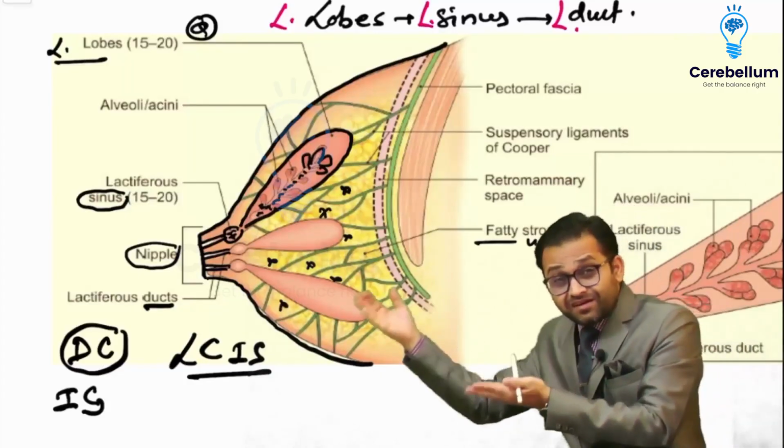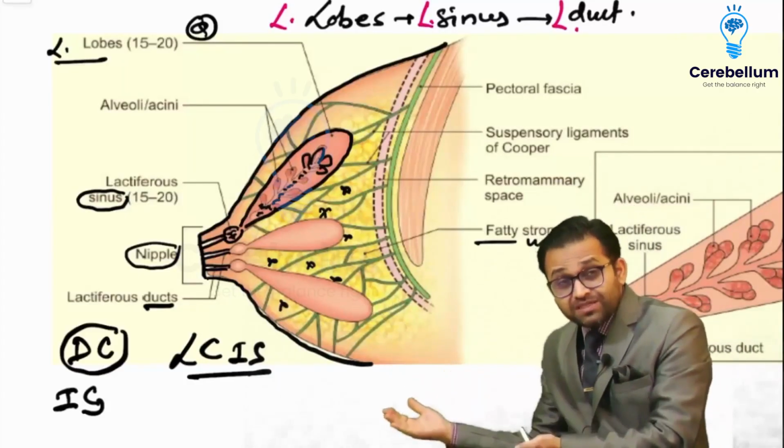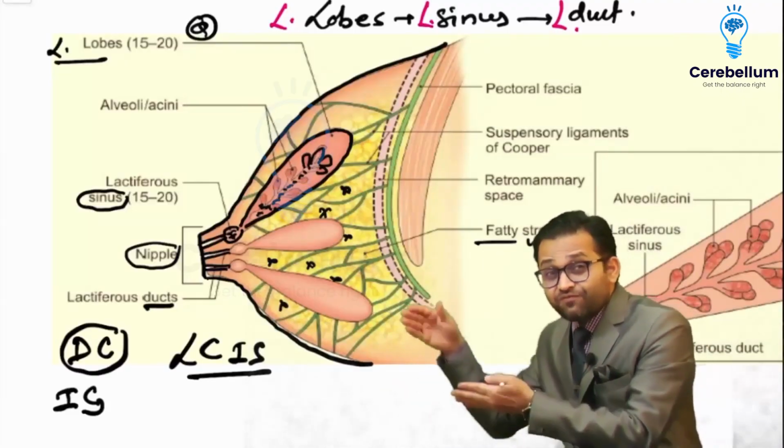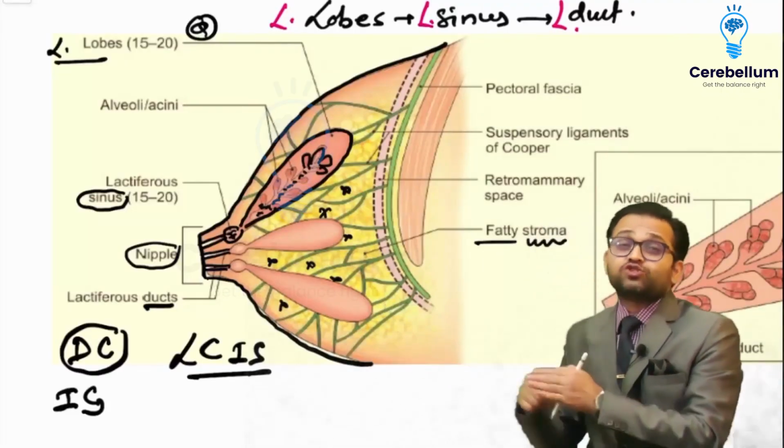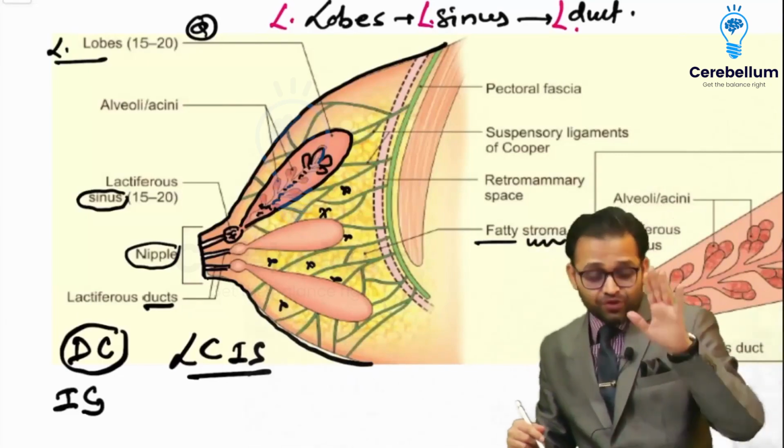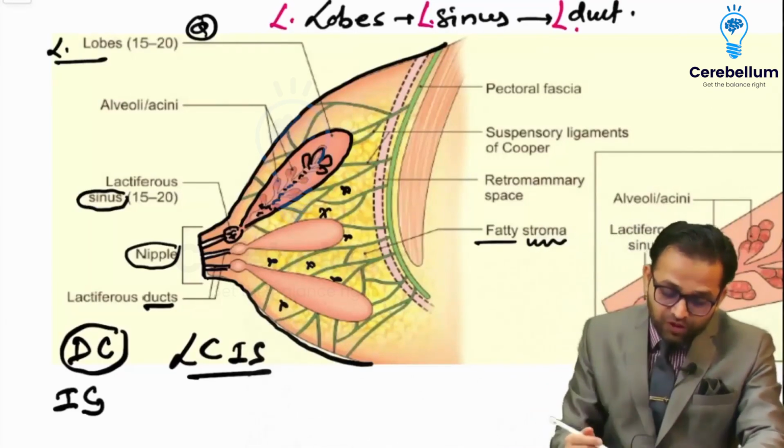If cancer arises from the duct, ductal carcinoma in situ. If the cancer is arising from the lobes, then lobular carcinoma in situ. So simple. Okay. Now catch this point.